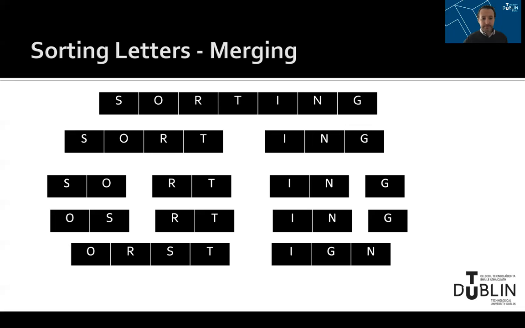So here we check. Okay, is O less than OR? Yes, go there. Then we move along. Is S less than OR? No, so OR goes there, S goes there, T goes there. And here we have I goes here, G goes there, and N goes there. So now our left list and our right list are both sorted.